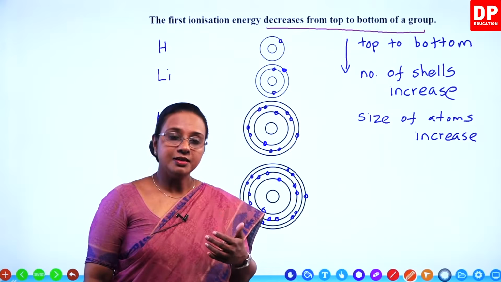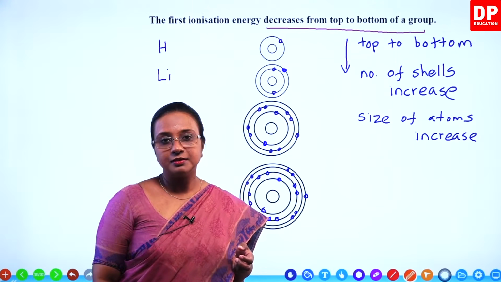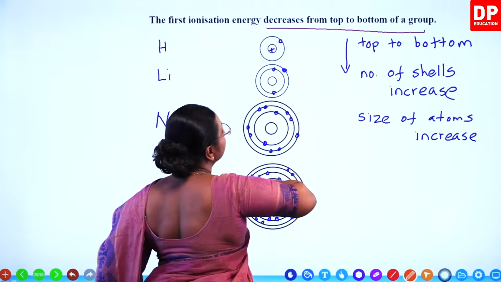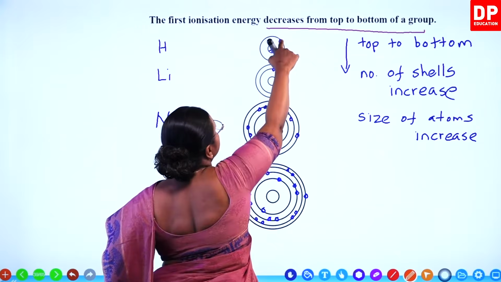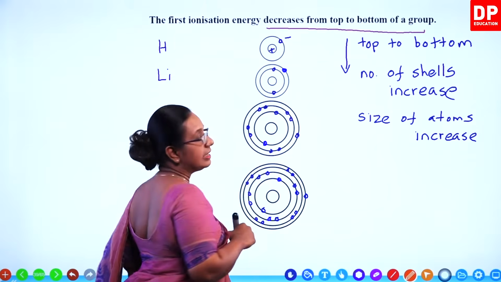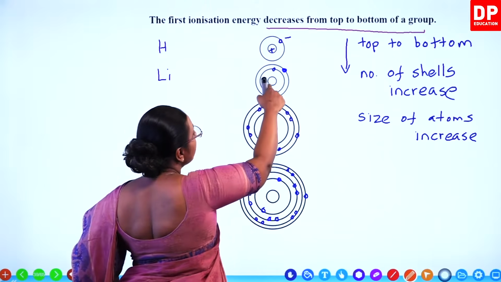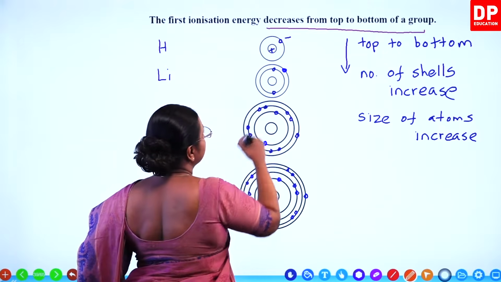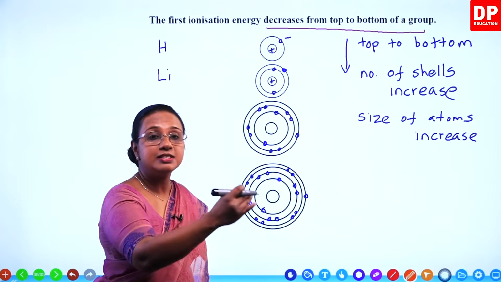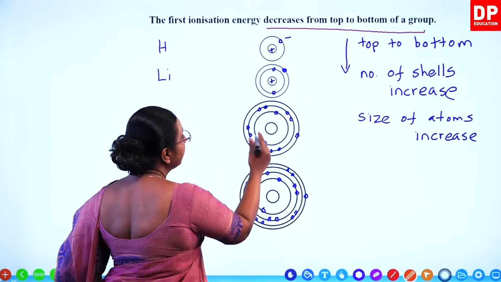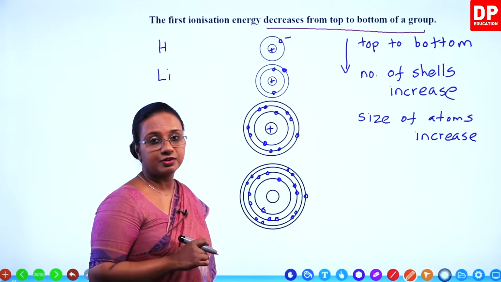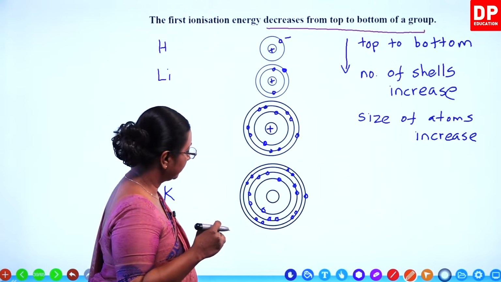When the size increases, what do you think will happen? Yes, here it is easy for the positively charged proton to attract this negatively charged electron. The attraction is high. But when you come here, the distance is higher. The nucleus, positive charge, has to attract the negative charge that is a little far away. And when we come to this element, sodium, the last valence electron is more far from the nucleus.